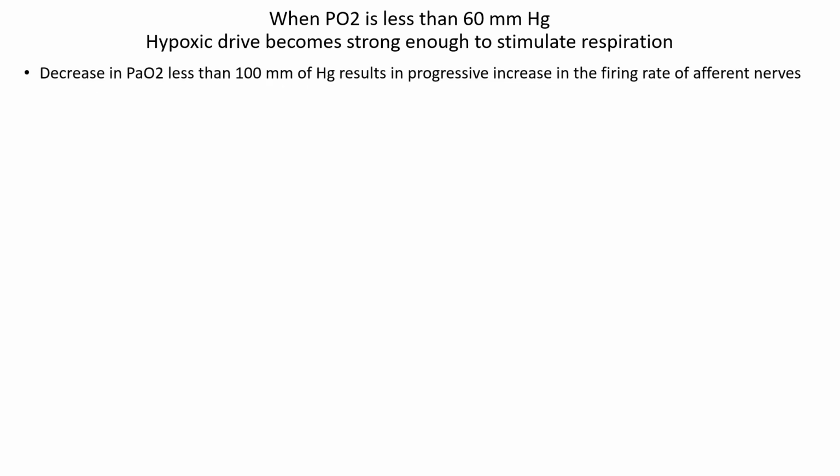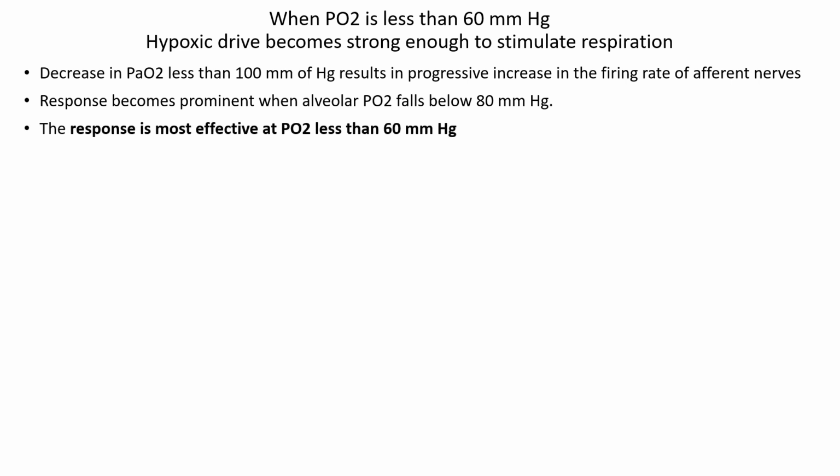A decrease in partial pressure of oxygen below 100 mmHg results in a progressive increase in the firing rate of these afferent nerves, that is the glossopharyngeal and vagus. The response becomes prominent at 80 mmHg, and it is most effective below 60 mmHg. So what is happening between 100 and 60 mmHg?